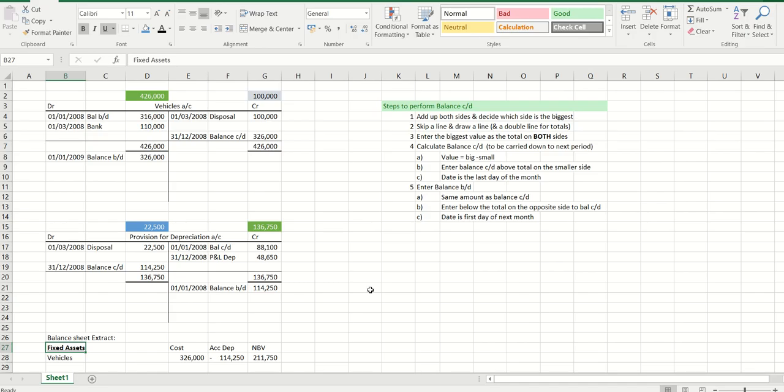So there are steps, guys, 5 simple steps to balance an account. You'll use them loads over your time here. So please practice it. Please get really quick at it and it'll be no bother to you.